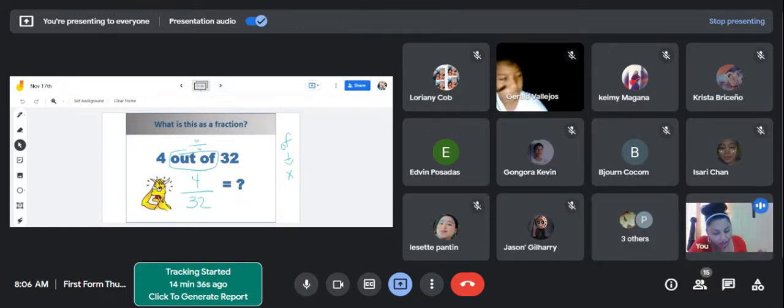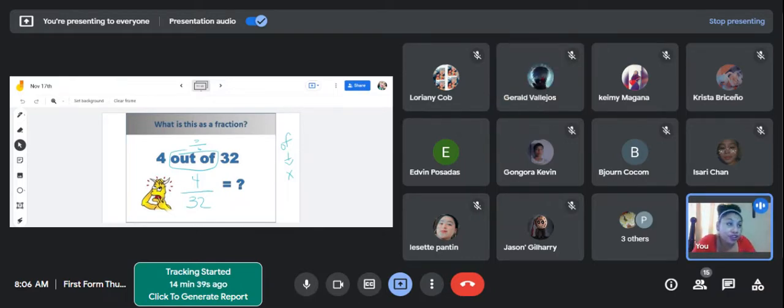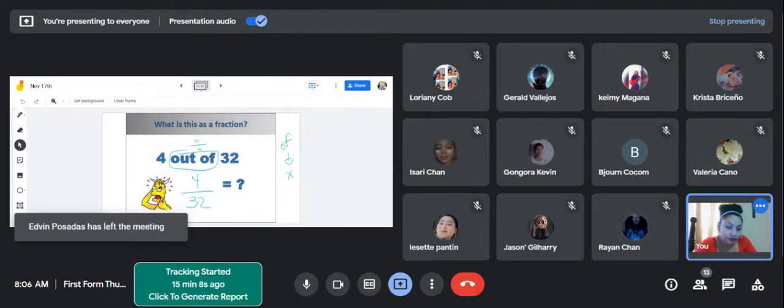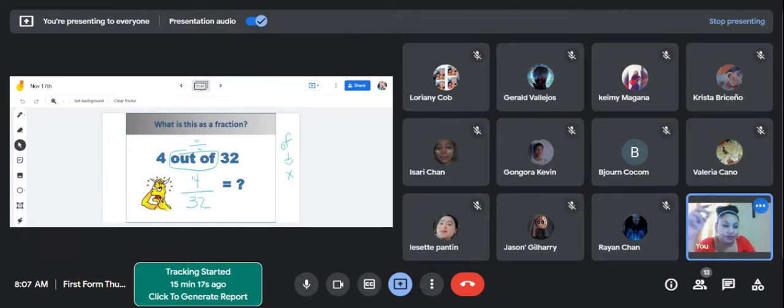Okay. Now, when you have 4 out of 32, this is my fraction that represents this sentence. But this is not my final answer. Why is this not your final answer? Who can tell me? I can reduce. Very good, Gerald. If I reduce 4 out of 32, by what can I cancel? What number can divide 4 and can also divide 32? 2. Okay, very good. I can divide by 2.